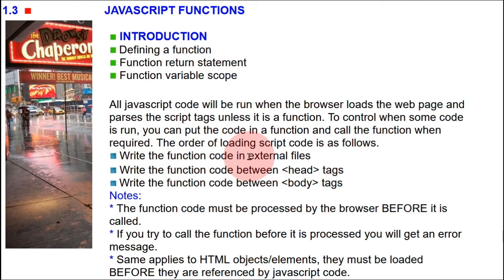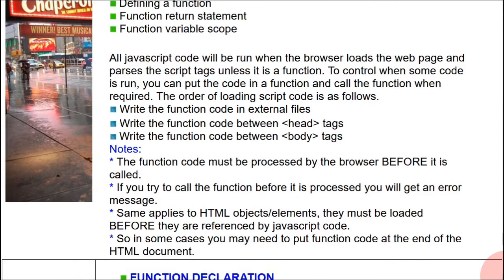The order of loading script code is as follows. Write the function code in external files. So if you write the JavaScript code in external files, that will be loaded first. If you write the code in your head tag, then that will be loaded next. In your HTML page, that'll be loaded next. If you write the function code between your body text, then that will be loaded next.